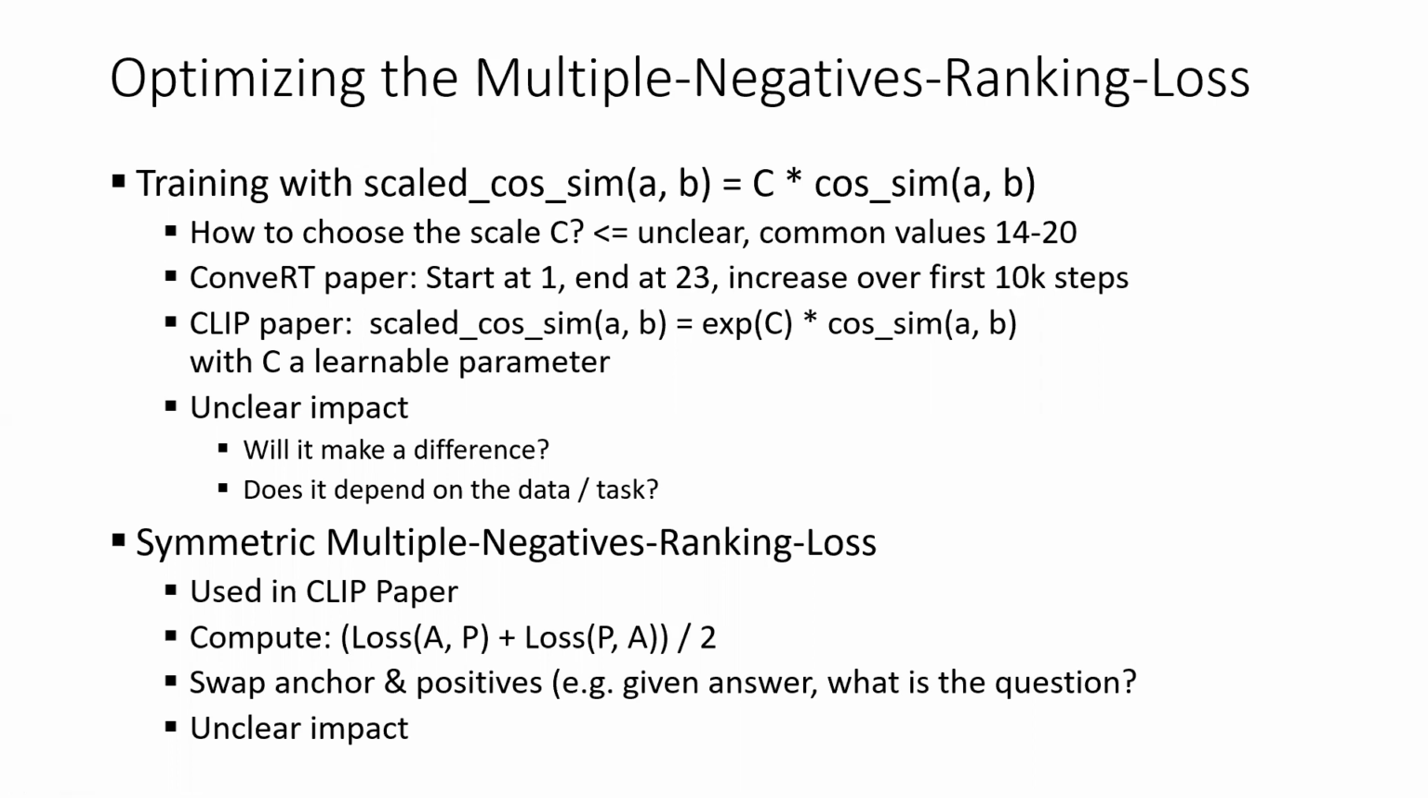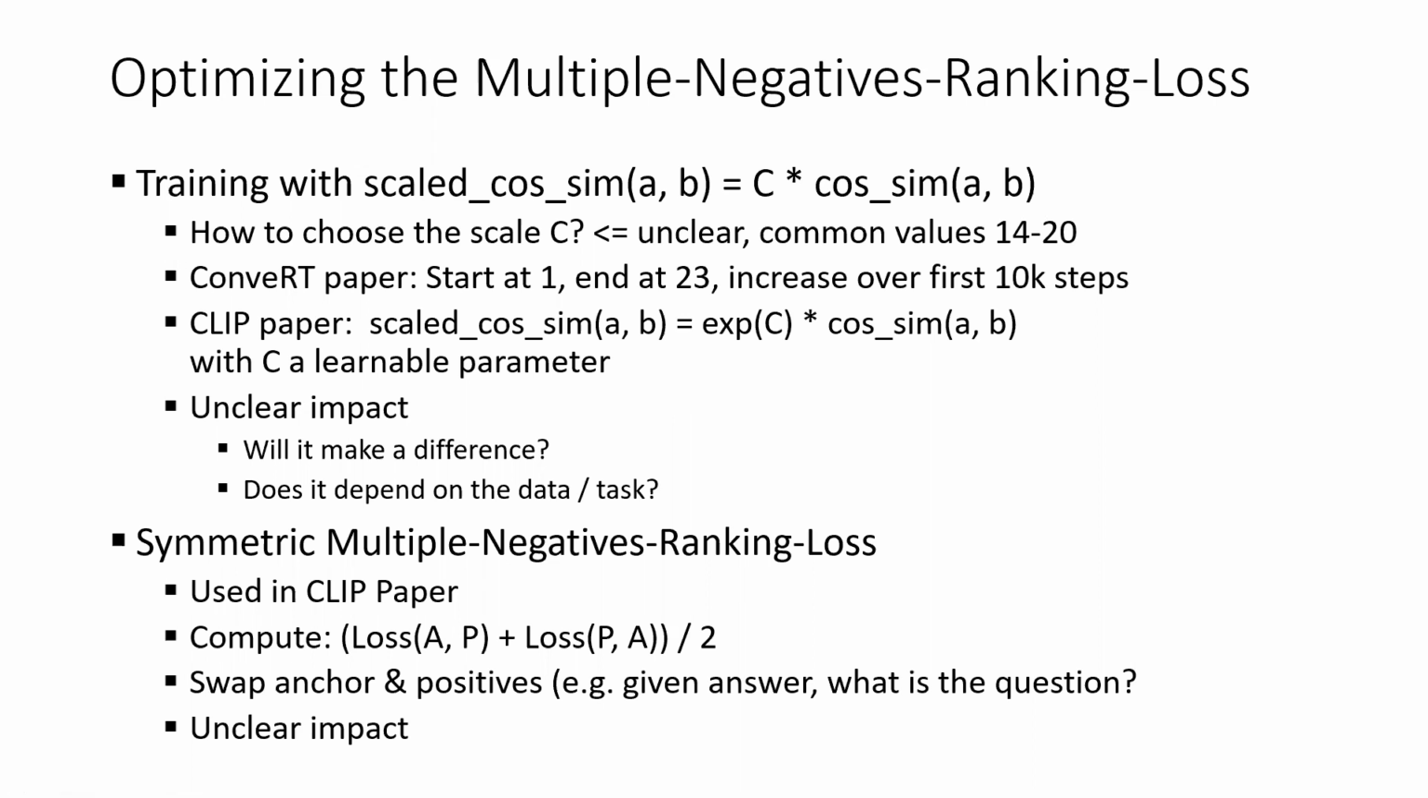In the CLIP paper from OpenAI, they set C as a learnable parameter. They initialize it so that the exponential of C is equal to 20 and keep this as a parameter which can be learned while training. So the network updates this parameter. But the impact is rather unclear. It's not known if it will make a difference.